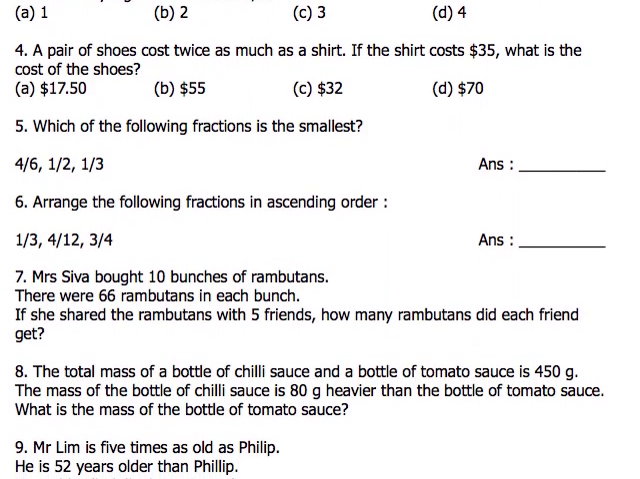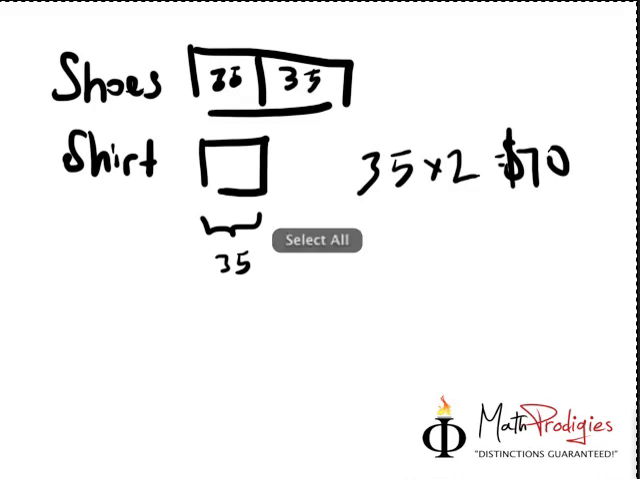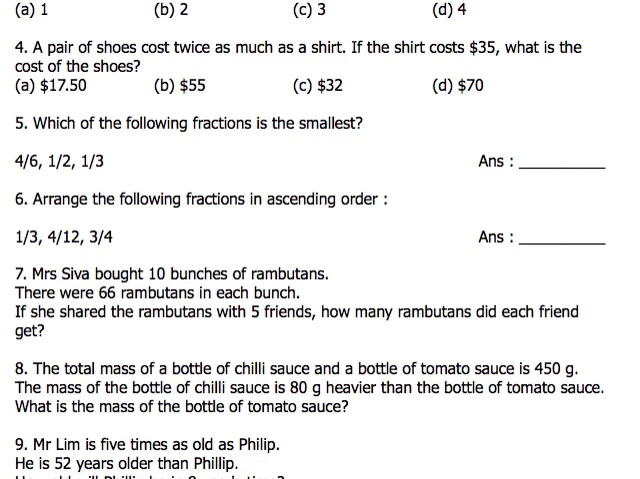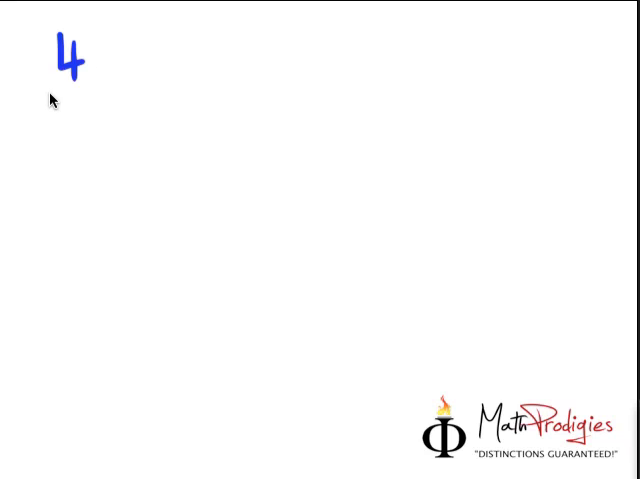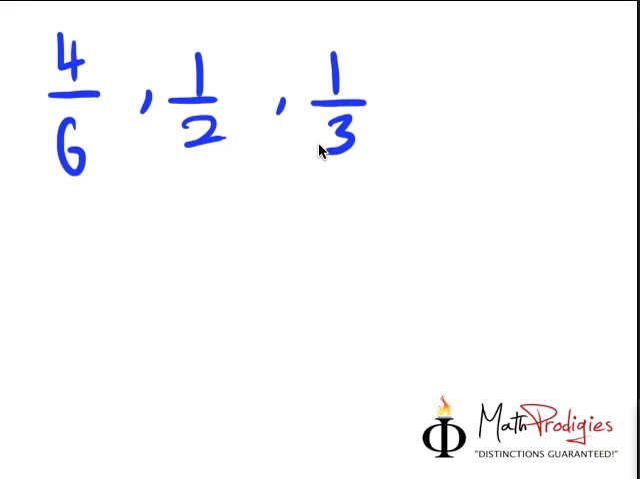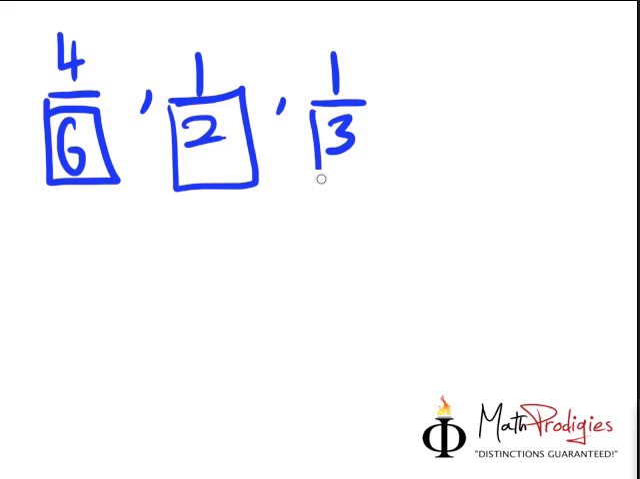Let's move on. Which of the following fractions is the smallest? Okay, when they say something like this, we actually have to find out what they are comparatively. In other words, 4 over 6, half and 1/3. Now, can we compare? We cannot compare which one is bigger, which one is smaller, because they all have different denominators. One has 6, one is 2, one is 3.